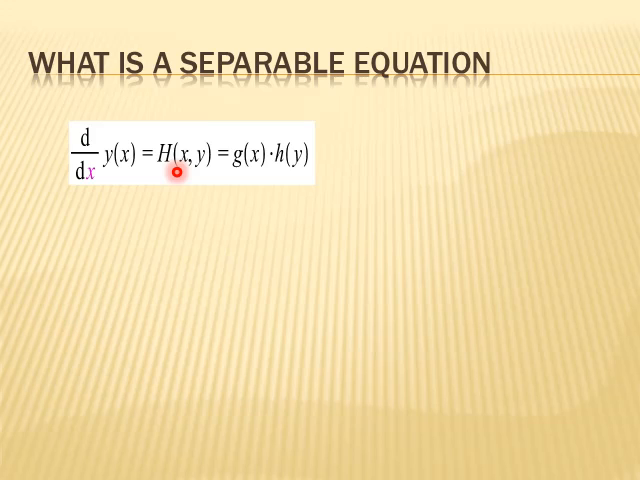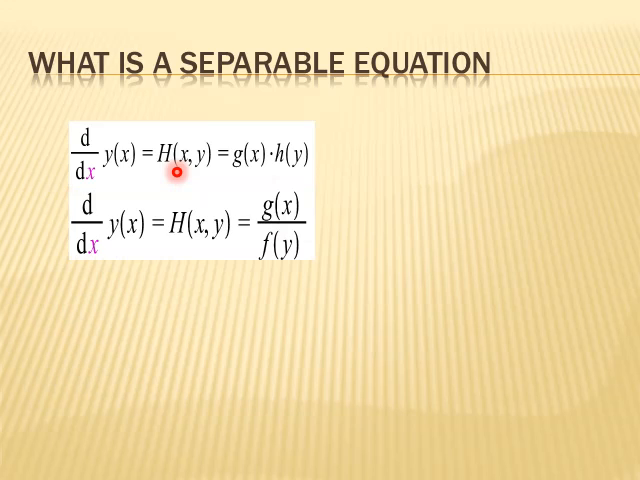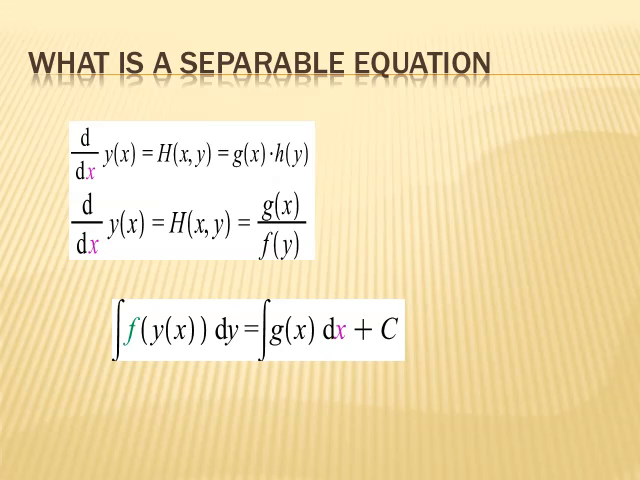And then this can be separated in two ways. Here we have a multiplication, and the other one is a division. If this happens, then we can move all the y variables to the left-hand side of the equation, and then move the dx over to the right-hand side of the equation and integrate both sides. This allows us to solve for y of x if we can do the integrations that are there.